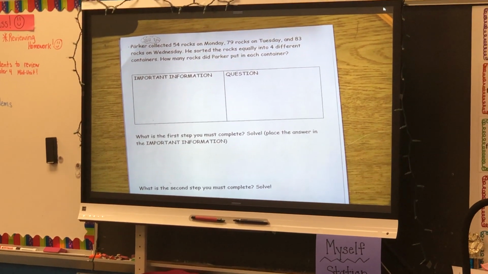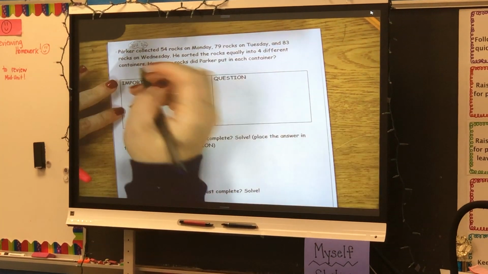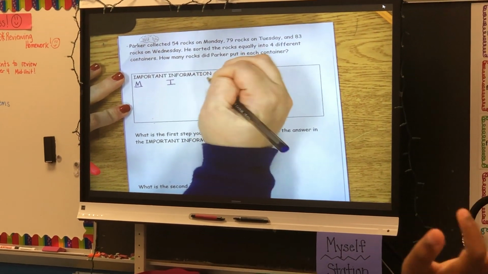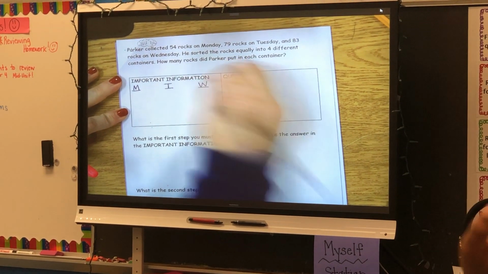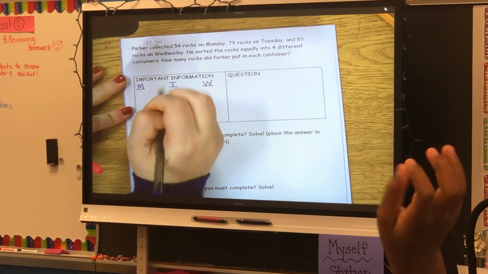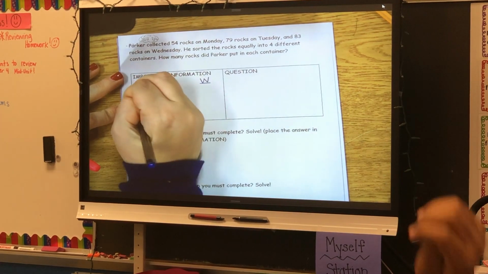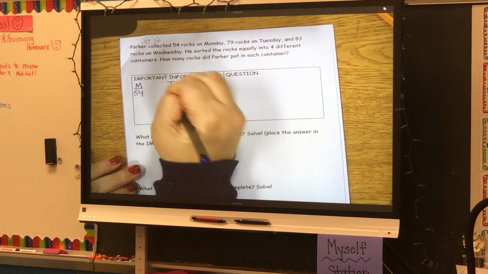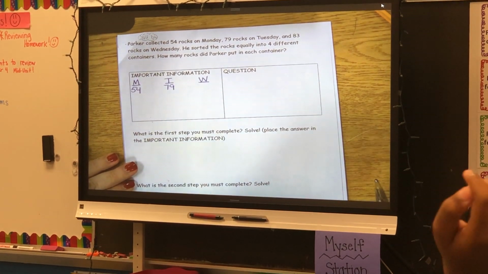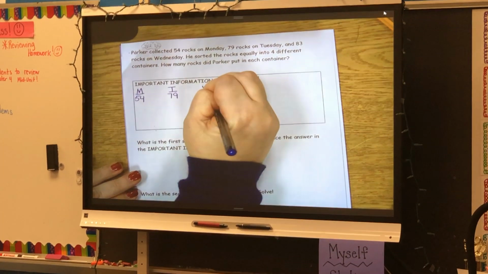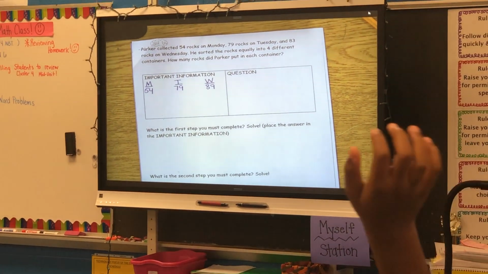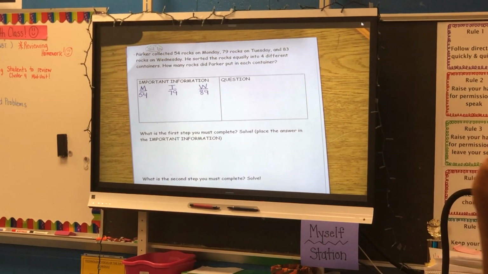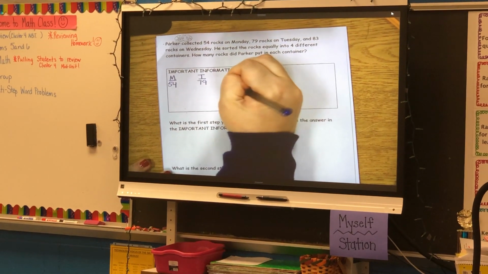So we have 3 different days we're talking about: Monday, Tuesday, Wednesday. We can label the days and put our numbers below. 54 on Monday, 79 on Tuesday, and 83 on Wednesday. Okay. Any other important parts we need? Oops, I wrote 83 wrong, my bad.